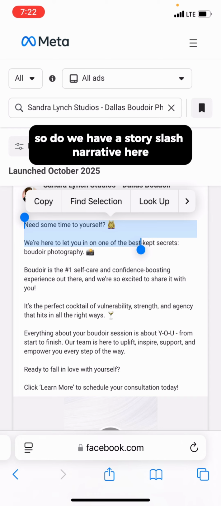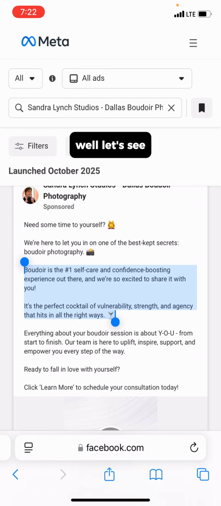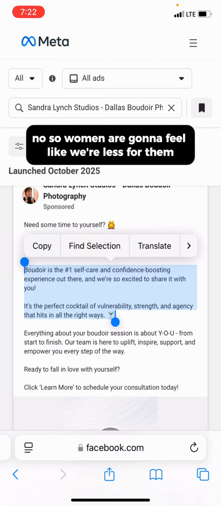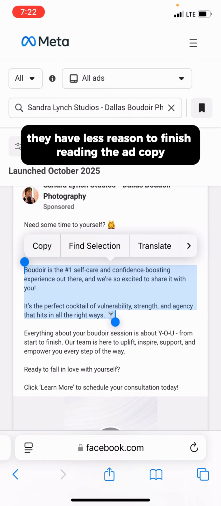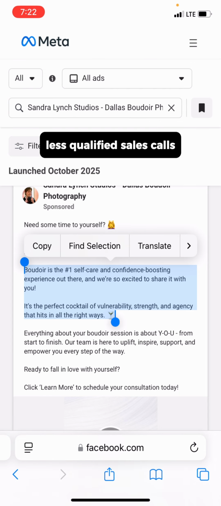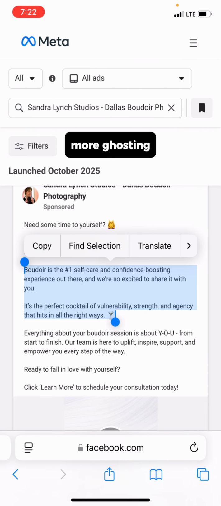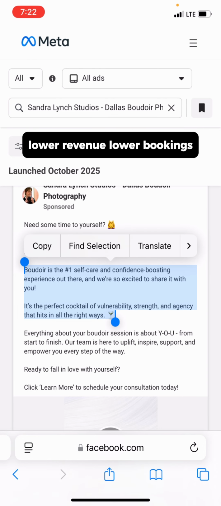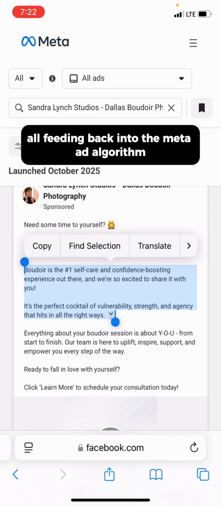All right, so do we have a story/narrative here? Nope. So women are going to feel like we're less for them. So they're coming in less qualified. They have less reason to finish reading the ad copy. Less qualified leads, less qualified bookings, less qualified sales calls, more price hunters, more tire kickers, more ghosting, lower conversion rate, lower sales, lower revenue, lower bookings, lower conversions, all feeding back into the Meta ad algorithm.